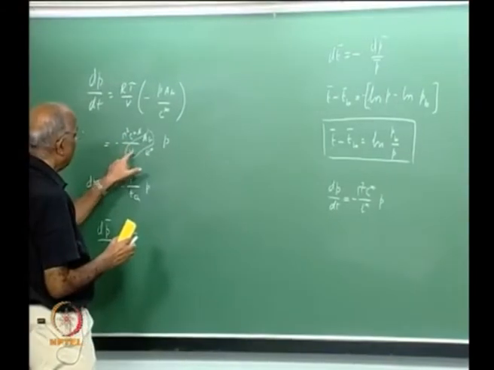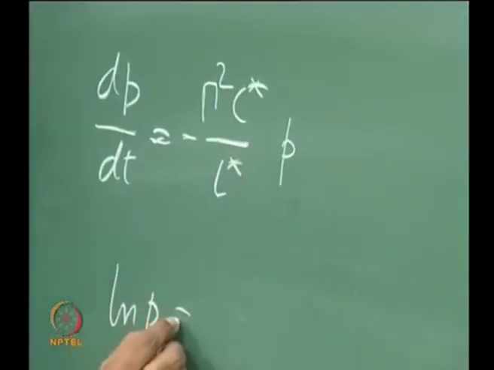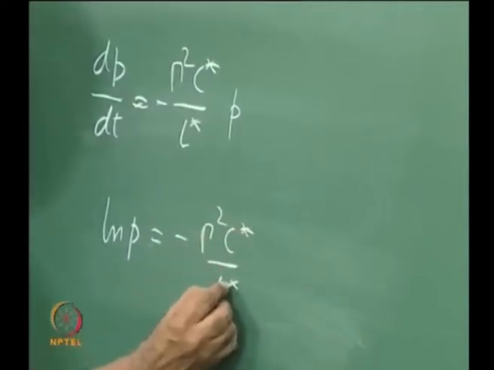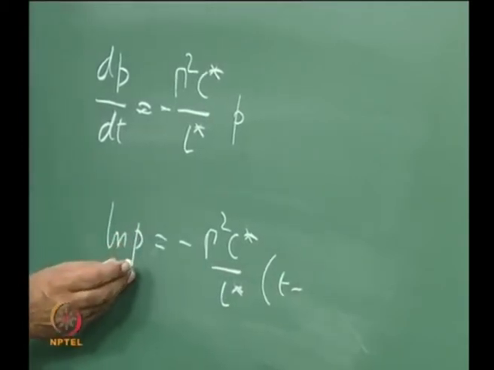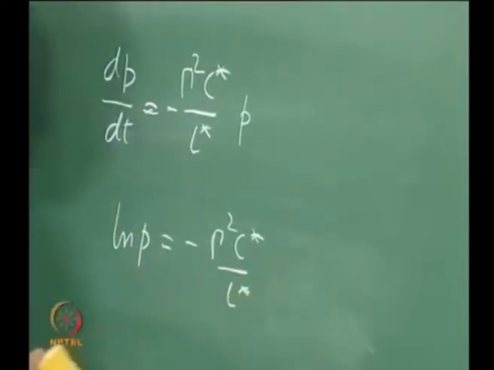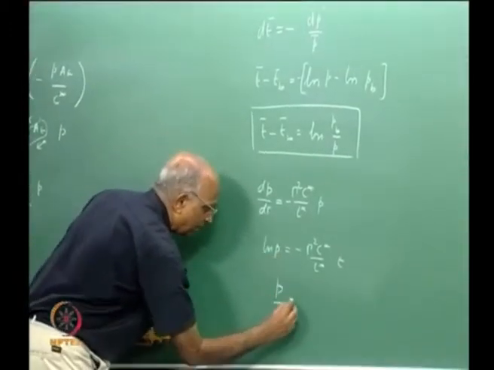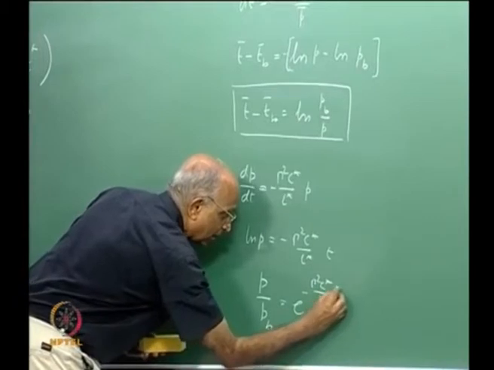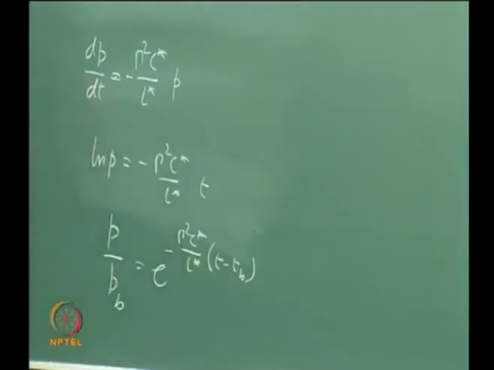gamma square C star V by AT is L star over here, and if I were to integrate I get ln P is equal to minus gamma square C star by L star into T minus, that means here I should get P divided by the value, or ln P minus ln Pb. This if I were to write without the limit I get P by Pb, that means P by Pb is equal to e to the power minus gamma square C star by L star into T minus Tb. That means the pressure continually decays with time.